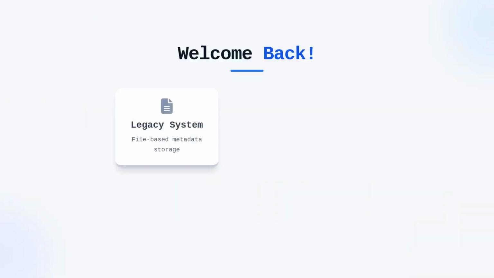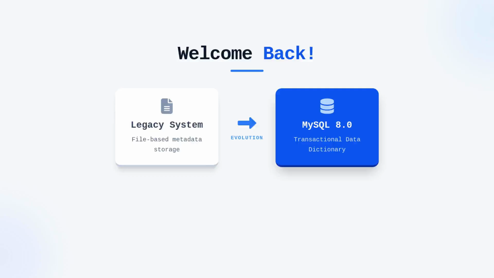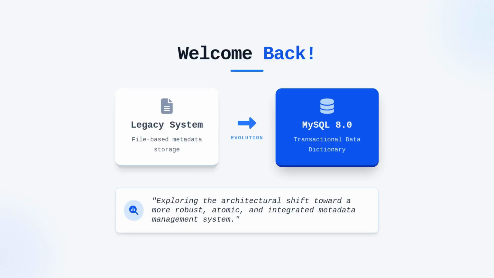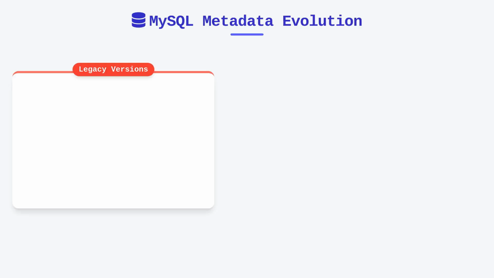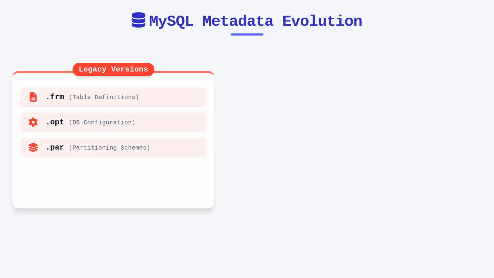Welcome back. Let's explore the architectural shift toward a transactional data dictionary in MySQL 8.0. In older versions of MySQL, metadata management was notoriously fragmented, relying on a collection of file-based artifacts scattered across the storage layer. You likely remember the struggle of managing FRM files for table definitions, .opt files for database-level configuration, and .par files for partitioning schemes.